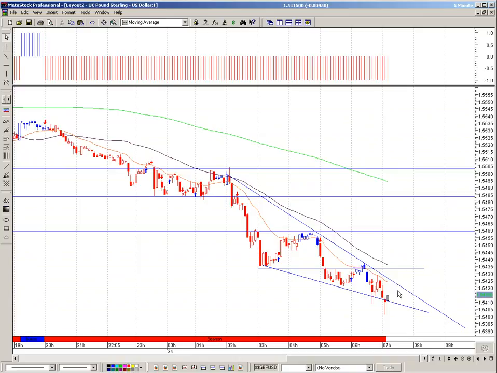Okay, so if it stays lower than this trend line here, then expect more downside movement. If not, we could see consolidation. A break higher than 1543 would see more upside movement.